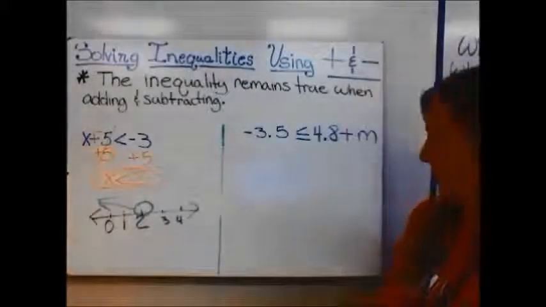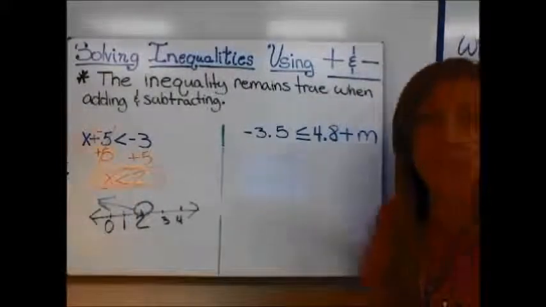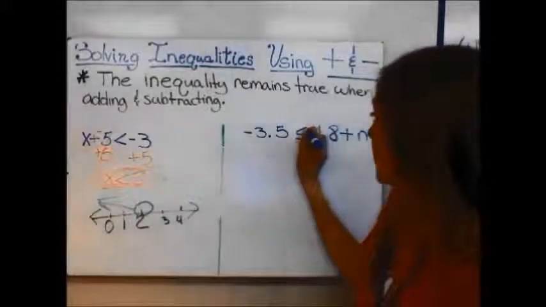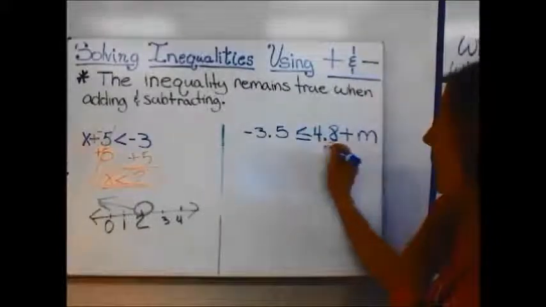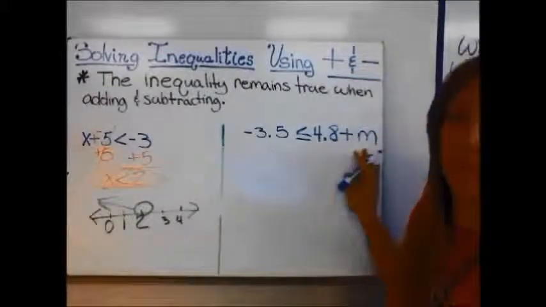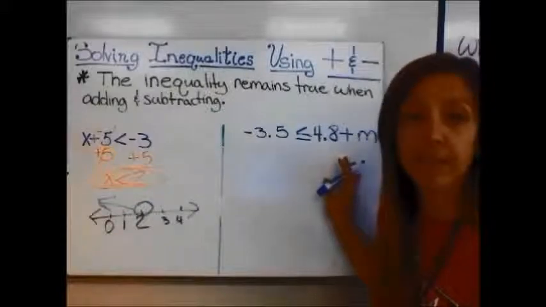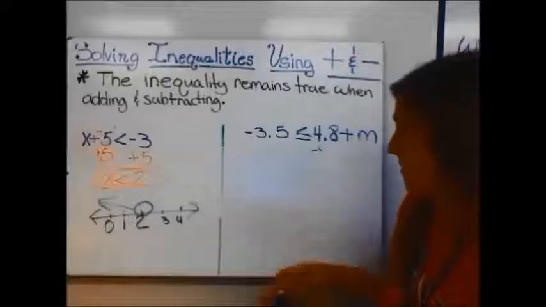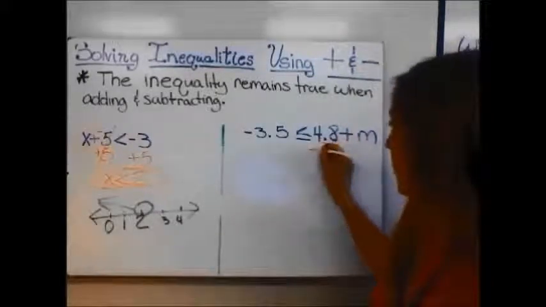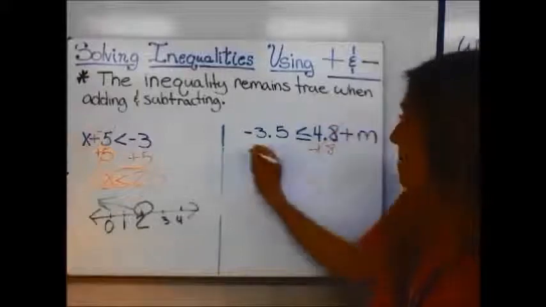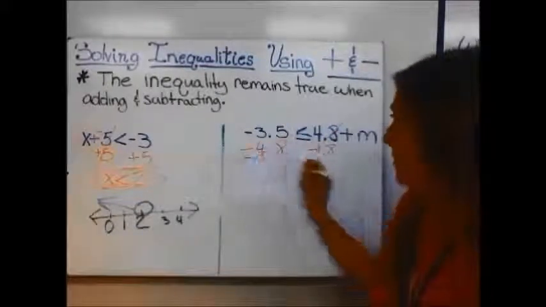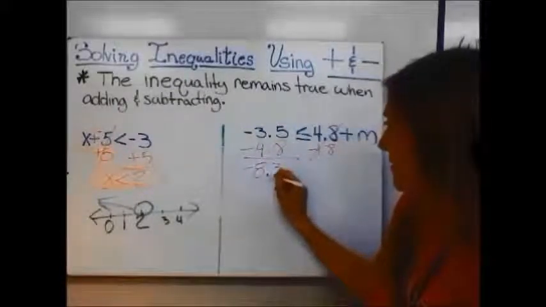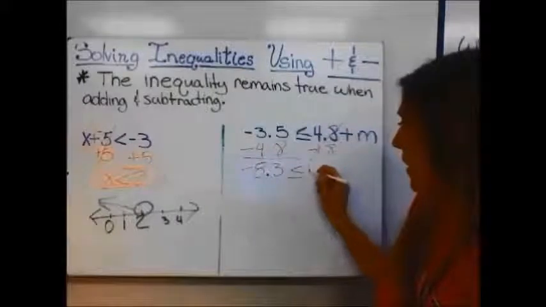Let's try this example. Negative 3.5 is less than or equal to 4 8/10 plus m. So I'm going to start on the side with the variable, which is the right side of the inequality symbol, and I'm going to subtract 4 8/10. Minus 4 8/10. It's going to give me negative 8 3/10 is less than or equal to m.